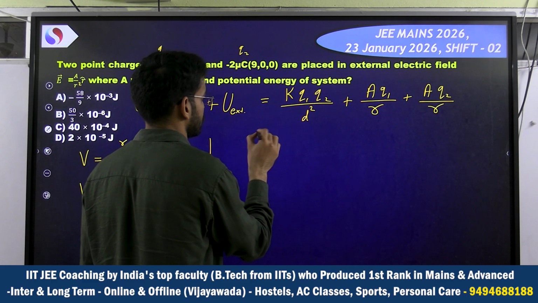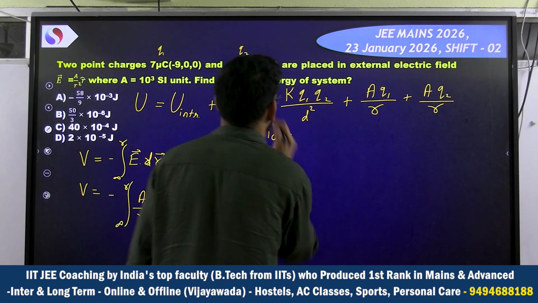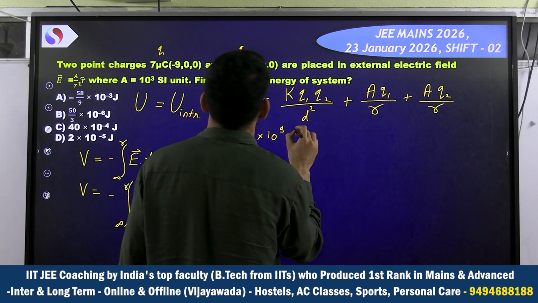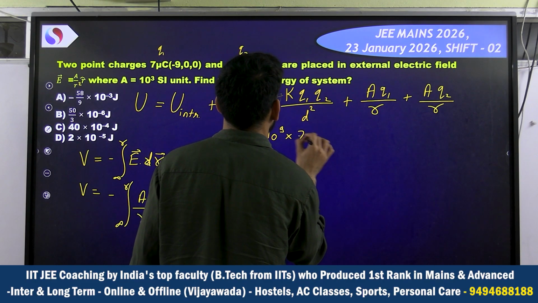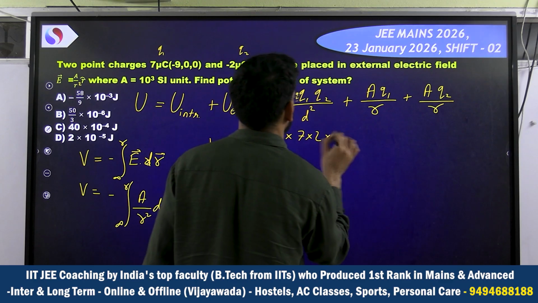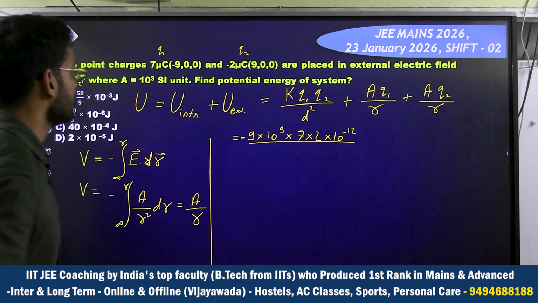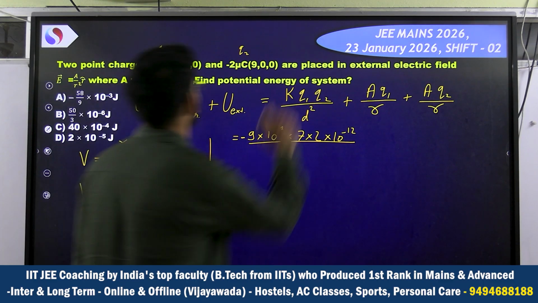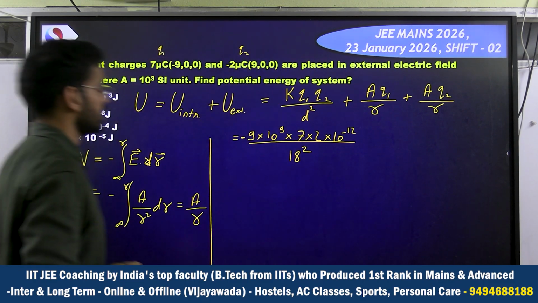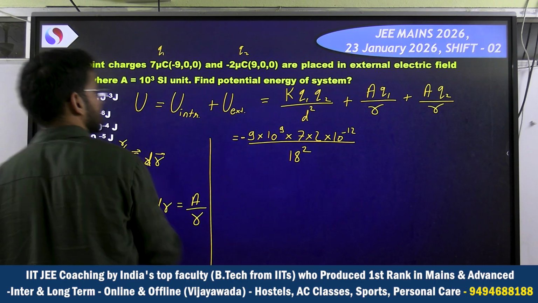Now put the values. So what will you have? k, which is 9 into 10 to the power 9, into Q1 Q2. So you have 7 microcoulomb and minus 2 microcoulomb, right? So you have 7 into 2, minus will also come, and into 10 to the power minus 12, divided by the distance between them, which is 18. So this is 18, SI unit only we have to consider. This is 18 square. Sorry, silly mistake I'm doing.